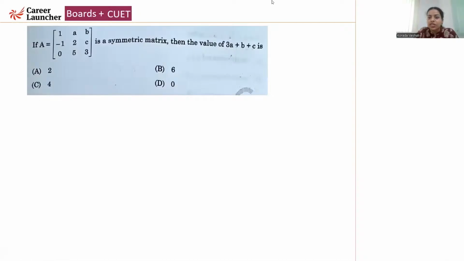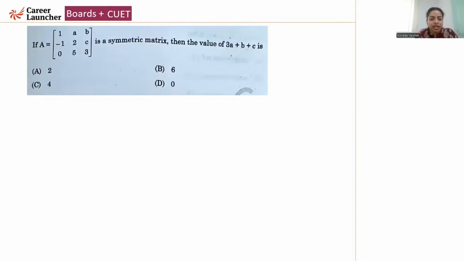Question number 3. This question is based on symmetric matrix. Now we need to tell the value of 3A plus B plus C. Because this is a symmetric matrix, we can say that A is equal to -1, just looking at these two elements, and B is going to be 0 and C is going to be equal to 5. Usually we would use A transpose equal to A, but I'm just making use of the trick to get to the final answer. Looking at this equation, we get -3 plus 0 plus 5, which means that the answer is option number A, which is 2.